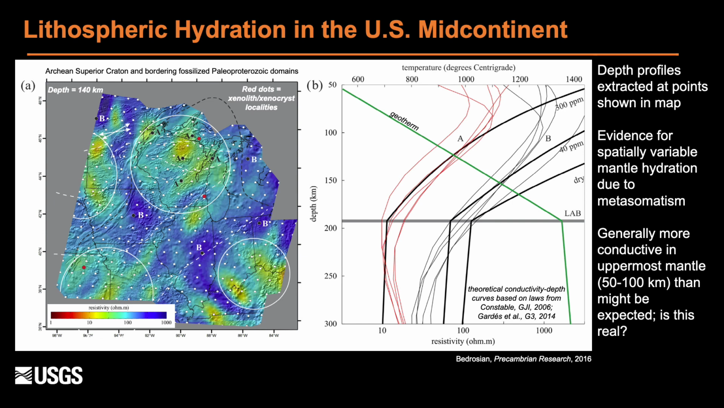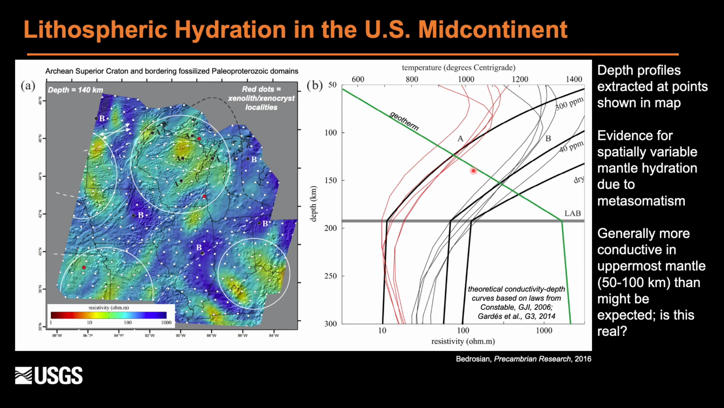This next case study is from the northern U.S. midcontinent, from work by Paul Bedrosian at the USGS. The map here shows a depth slice within the mantle lithosphere at a depth of 140 kilometers through a three-dimensional electrical conductivity model. Note the lateral variations in electrical conductivity across this region. Paul has extracted depth profiles here from the more conductive regions, labeled as cluster A, and from the more resistive regions, labeled as cluster B, in order to compare the inversion results to empirical electrical conduction laws that I showed you before.